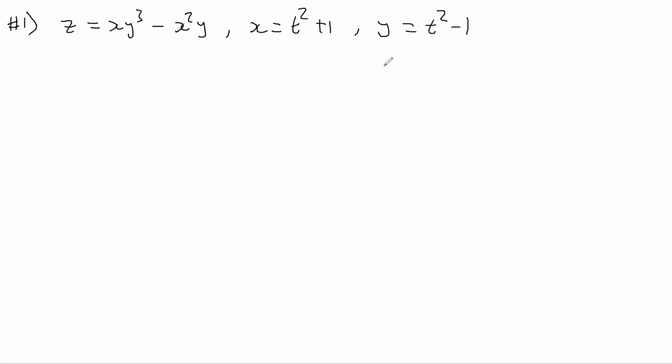Let's start off with an example, number 1 in 14.5. It states that z is equal to xy cubed minus x squared y, and x is equal to t squared plus 1, while y is equal to t squared minus 1.